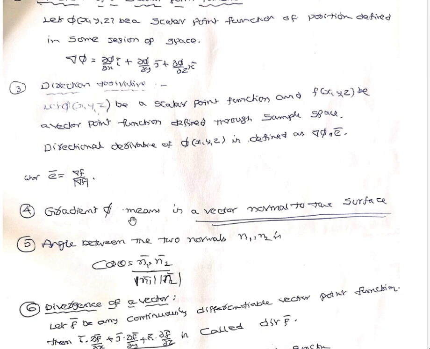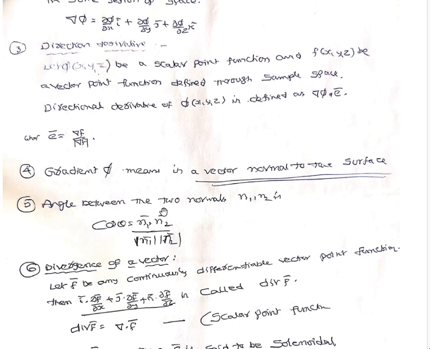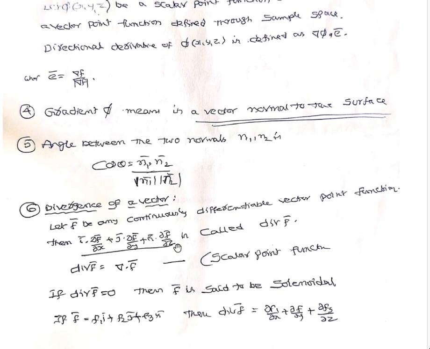Gradient phi is a vector normal to the surface. What you have to remember is that gradient phi is a normal to the surface. Next, the angle between the two normals n1 and n2: cos theta is equal to n1 bar dot n2 bar by modulus of n1 into modulus of n2.